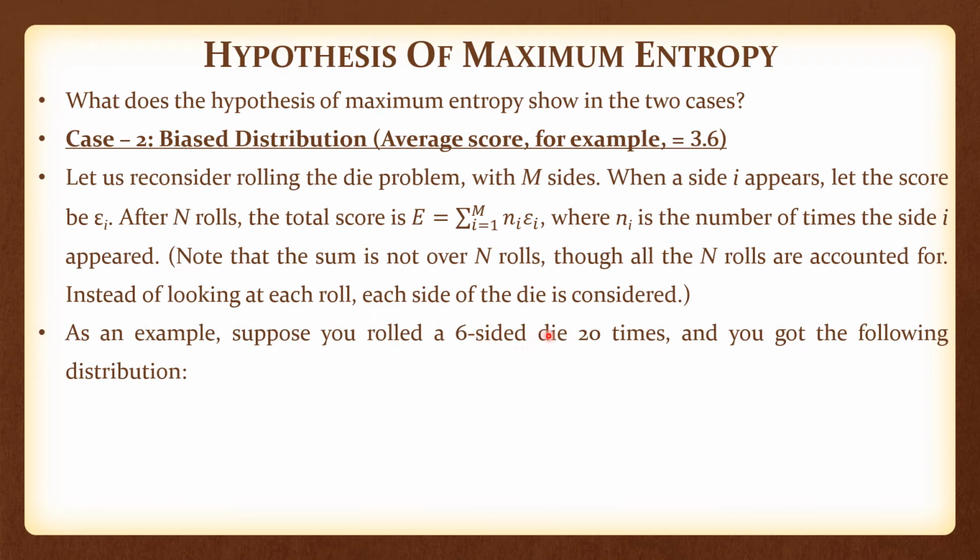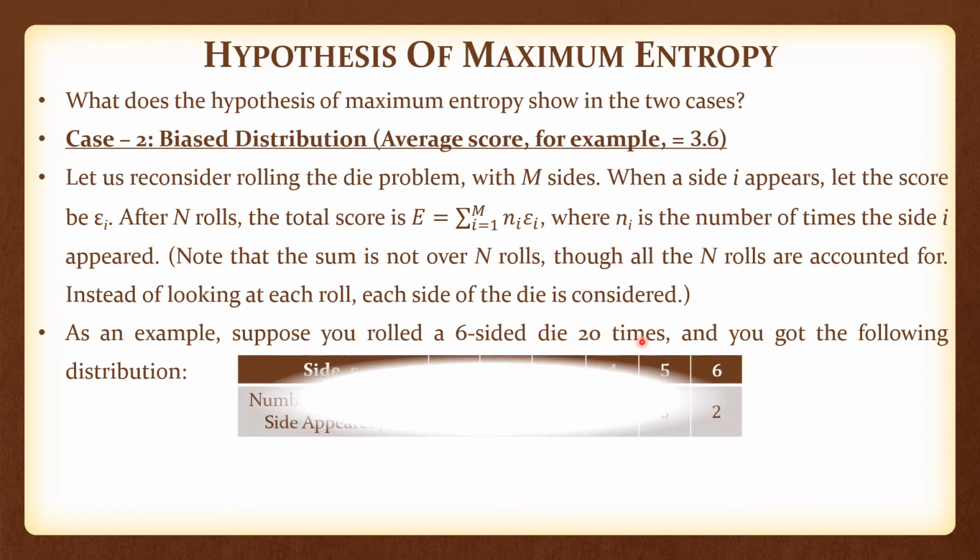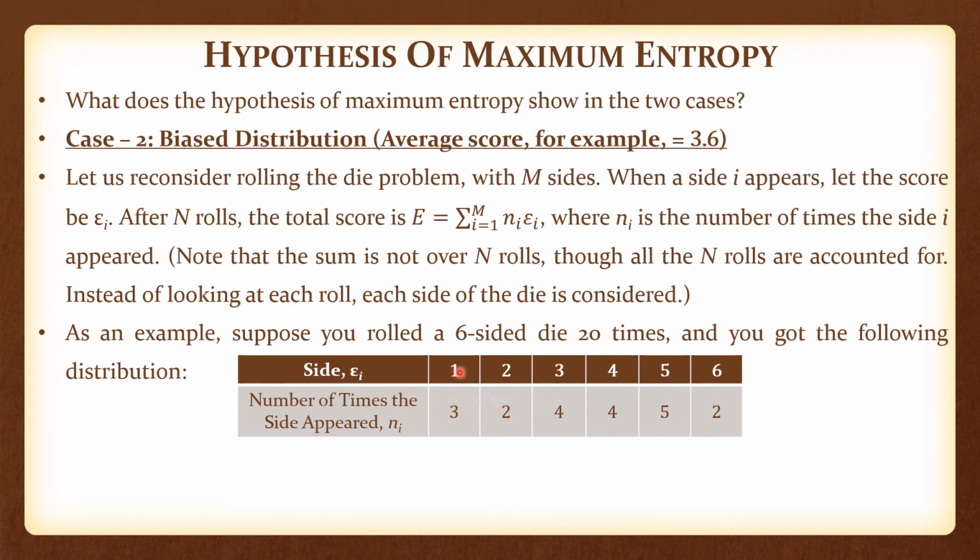If you rolled a 6-sided die 20 times and suppose you got the following distribution, so side 1 appeared 3 times, side 2 appeared 2 times, 3 appeared 4 times, 4 appeared 4 times, 5 appeared 5 times, 6 appeared 2 times. Let's add this. 5 plus 4 is 9, 9 plus 4 is 13, 13 plus 5 is 18, plus 4 is 20. 20 times you rolled it.